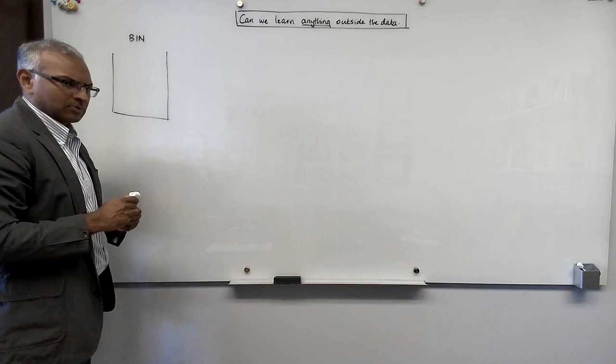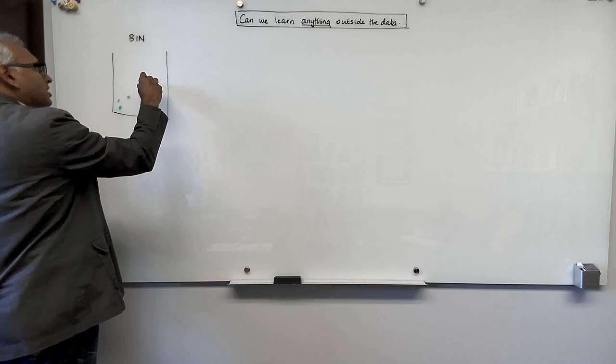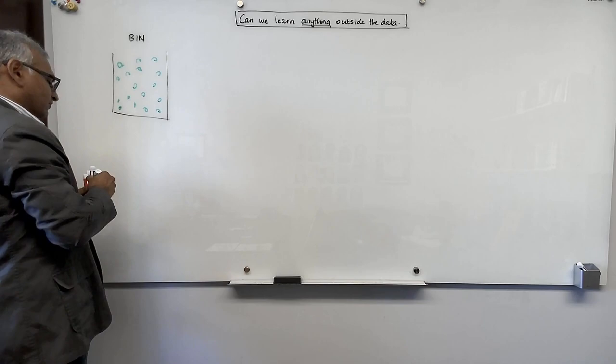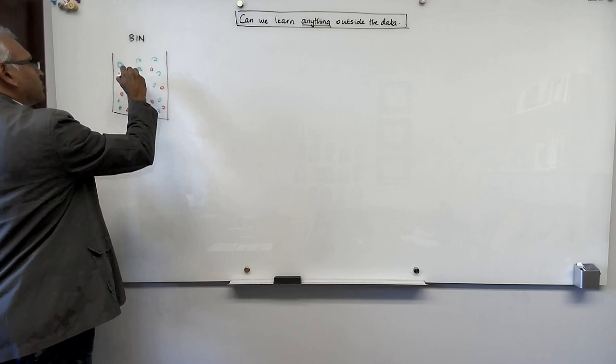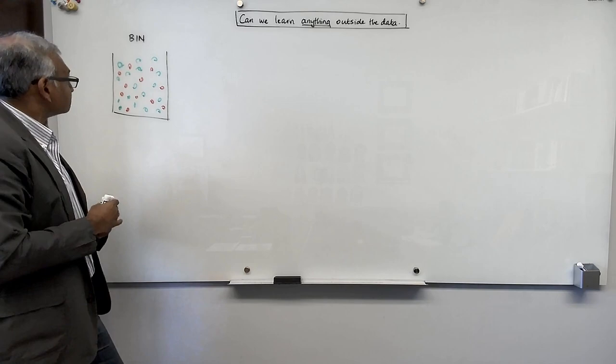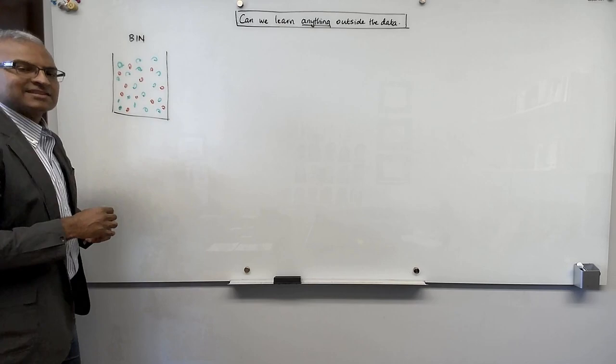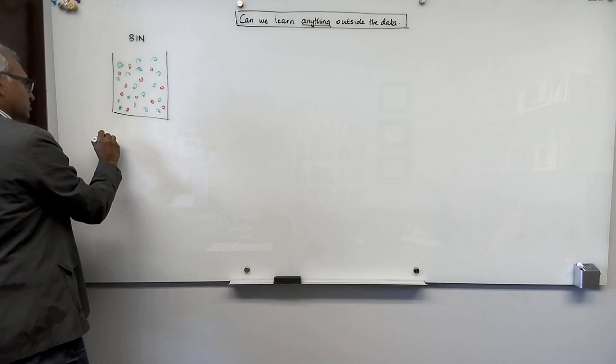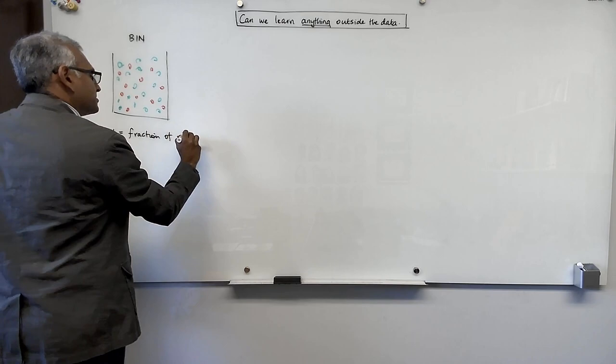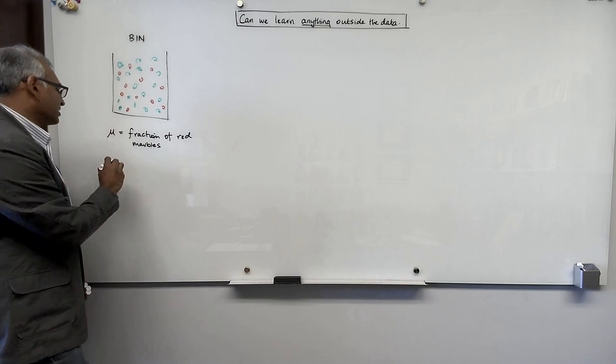So you've got a bunch of green marbles, and you've got a bunch of red marbles. So this is an abstract model of the Gallup poll, or a model of sampling. Sampling with replacement, to be technically accurate. Now in this bin, we have some red and some green. Let us say that the fraction of red marbles is mu. So mu equals the fraction of red marbles. And just to be concrete, let's imagine that it's equal to 0.4.